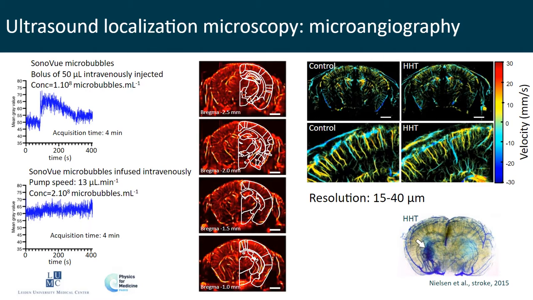And it's just an example, on the bottom right. If you stimulate the brain with an angiogenic factor like vascular endothelial growth factor, you get this huge, massive AVM formation in blue. So we are sure that using ULM, we can study AVM formation in mice.